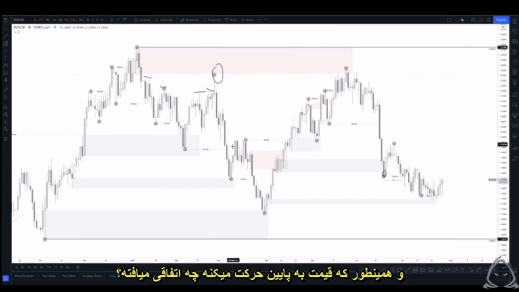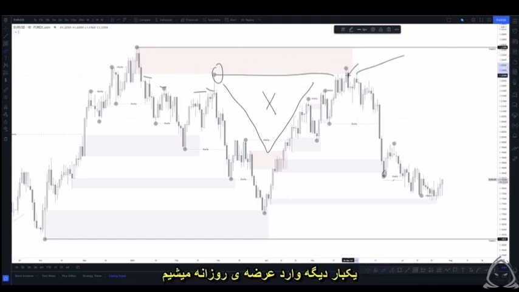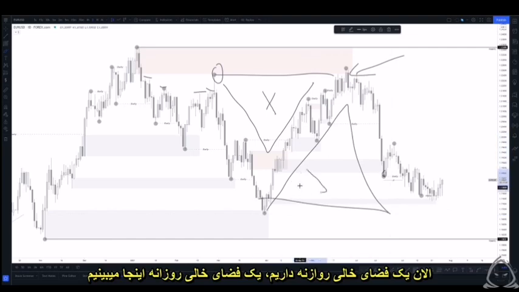And then what we can see is as price continues down, what do we end up doing? We create a larger void in price that we eventually end up filling. We tap into the daily supply zone once more. Now we have a daily void. You can see daily void right here.